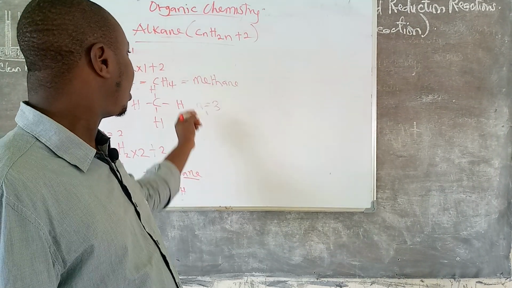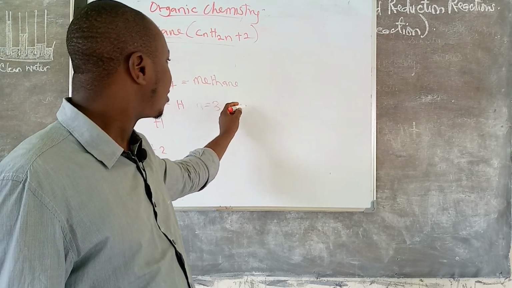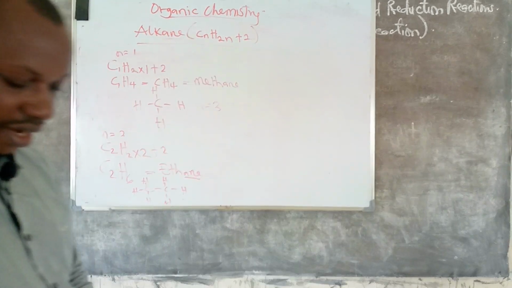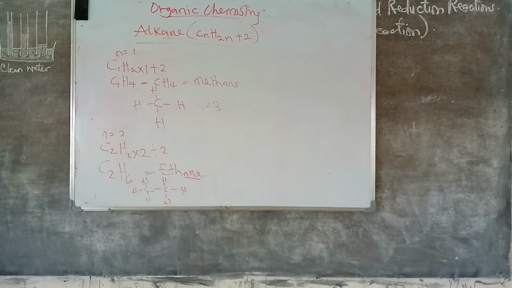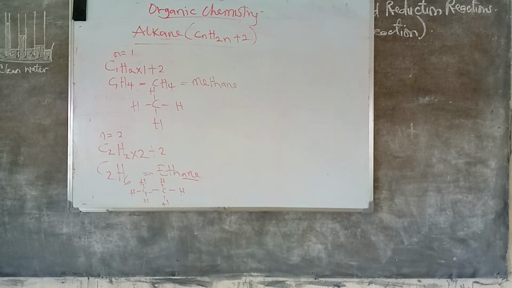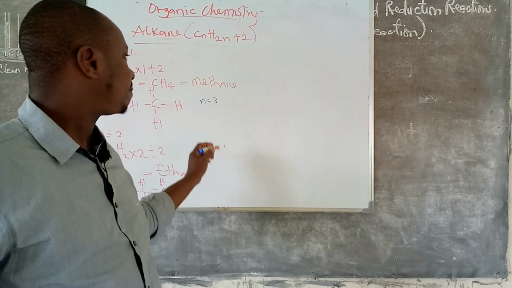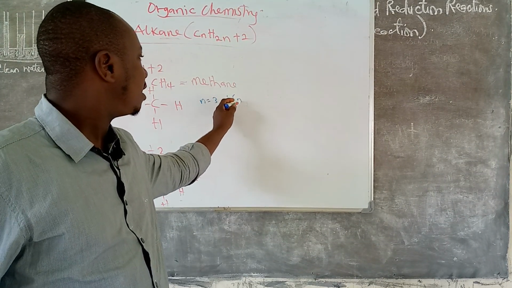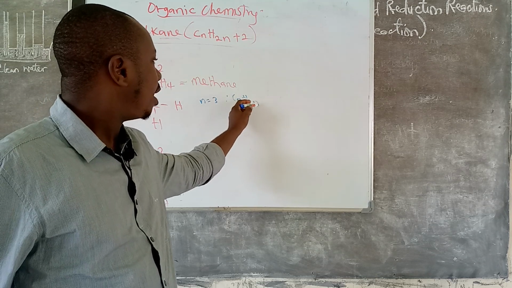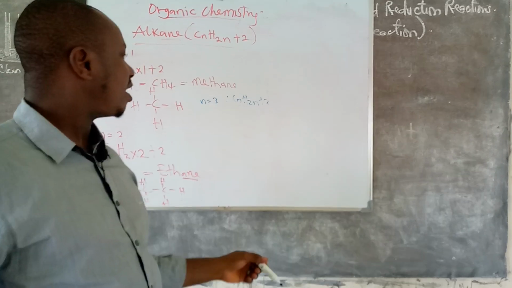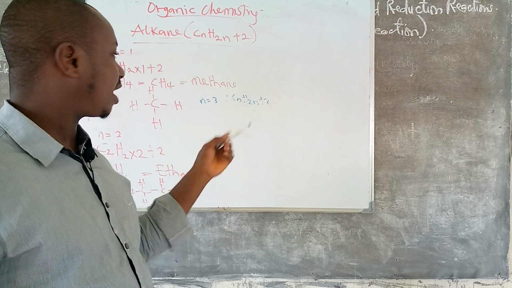Anywhere you see n in the formula, you put 3. So the third member is n equal to 3. So don't forget the formula is CnH2n plus 2. So anywhere you see n in the formula, you put 3.